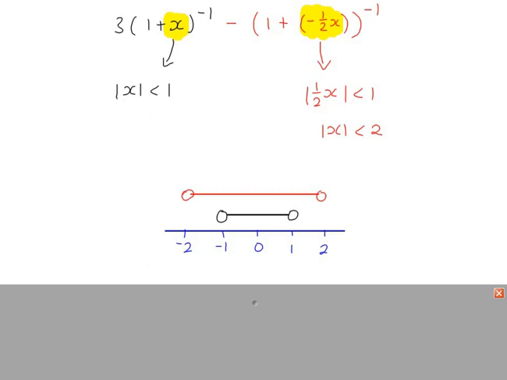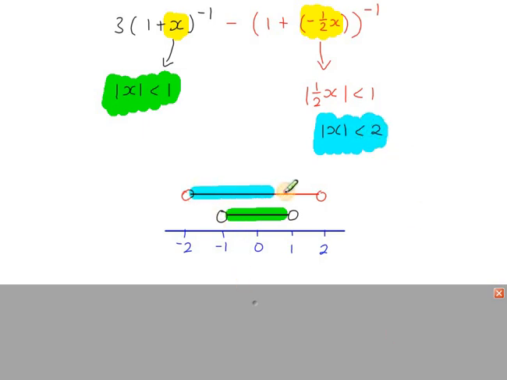so for this, x has to be between minus 1 and plus 1, but not including the minus 1 and the plus 1, so we're looking at the interval here. And for this, x has to be between minus 2 and plus 2, but not including the minus 2 and the 2, and the set of values of x which satisfy both of these inequalities.